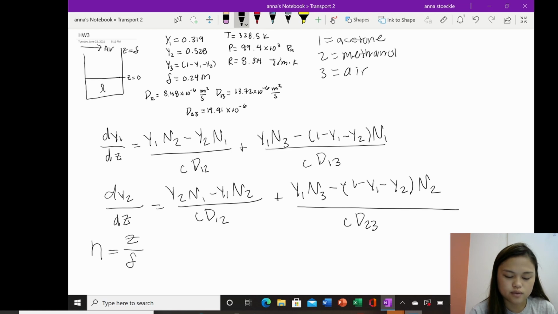Then we want to apply that to these differential equations. So let's do that now. I'll do the one for acetone.